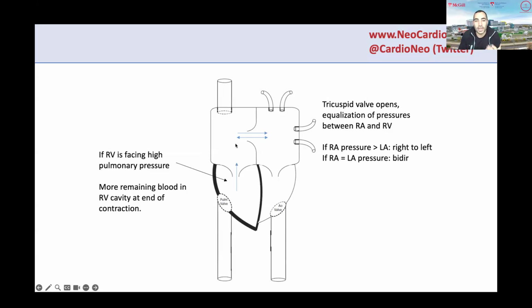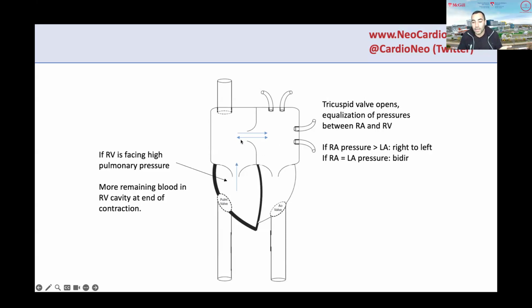So where's the RA going to empty? Either it's going to back up the flow into your SVC and your IVC, and you're going to get a huge liver, edema of your lower limbs, big face, huge JVP. Or if you have a communication, depending on the size of this communication, you're going to be able to offload. And so you're going to maybe send a variable fraction of deoxygenated blood into your systemic circulation through this communication, because your RA pressure will rise.